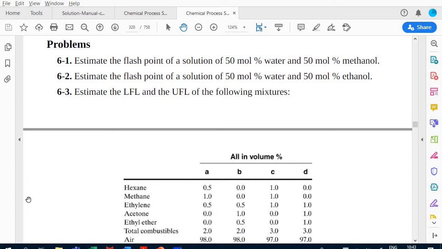So today we are going to be taking some problems in chapter number 6 for the book Chemical Process Safety by Daniel Crowl and Joseph Louvar. And if you go back to my 4 videos before, you're going to see that we had made a good progression on our understanding of fires and explosions.